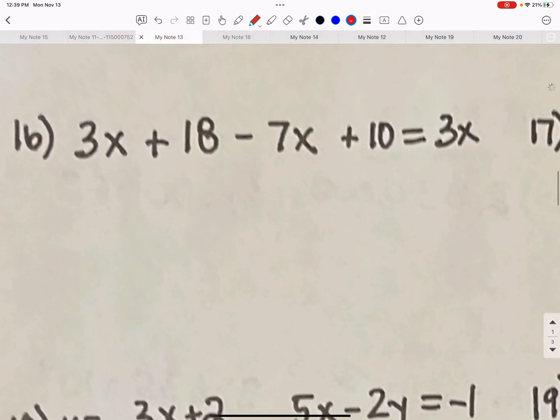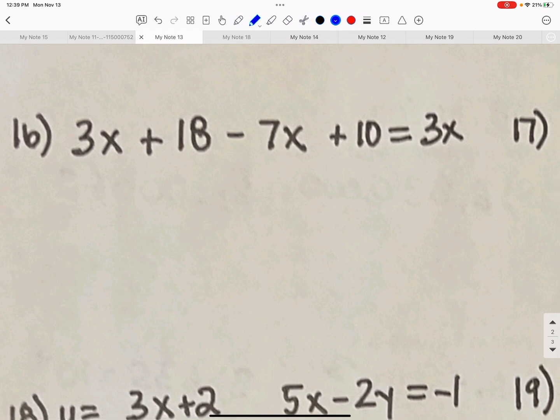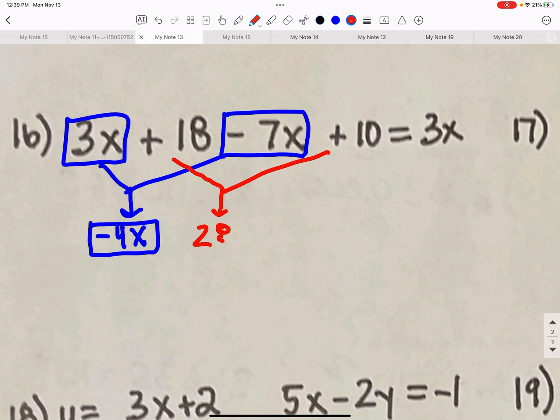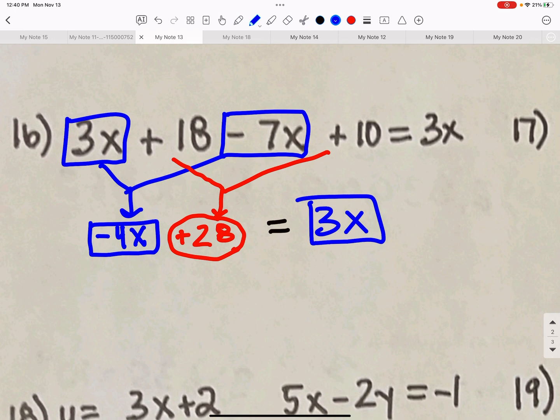All right, 16. I'm going to go pretty fast. You've got 3 x's and -7 x's on the same side. When you combine these, you have -4 x's is what you really have on this side. On this side, you have 18 and 10. When you combine them, because they're on the same team, you really have plus 28 on this side. And that equals 3 x's. When I make my teams like this, hopefully it's clear that it's the 4 x's that need to move, plus 4 x's, plus 4 x's.